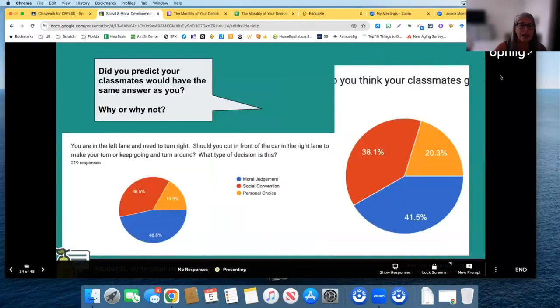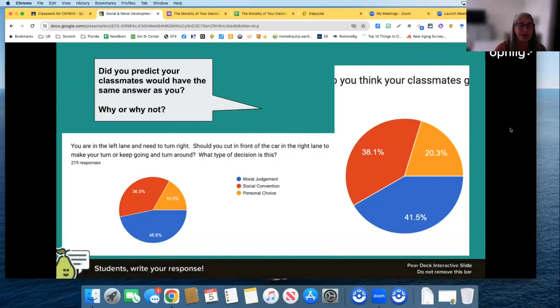In this one, did you predict your classmates would have the same answer as you? This one is, you're in the left lane and need to turn right. You're driving. Should you cut in front of the car in the right lane to make your turn, or just keep going and then turn around up ahead?